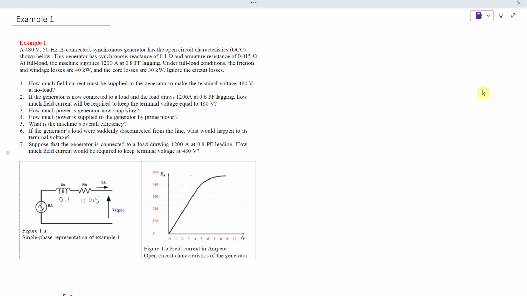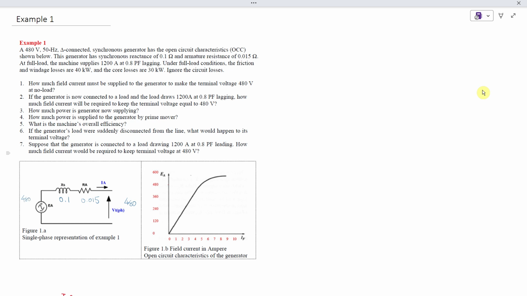How much field current must be supplied to the generator to make the terminal voltage 480 at no load? If this is 480 at no load, the current is zero because there's no load. So there's no voltage drop, so we can see that this one is also 480.